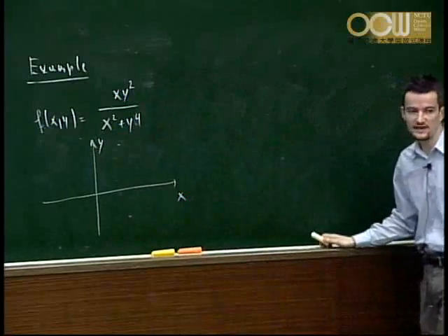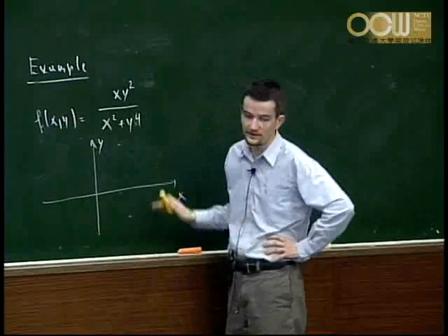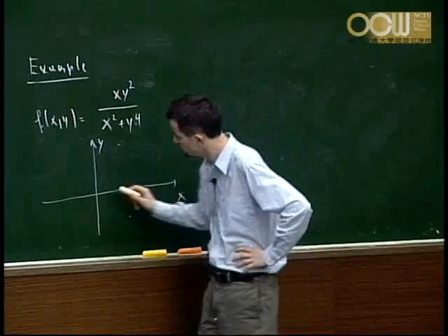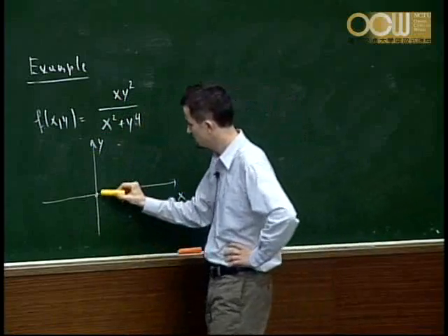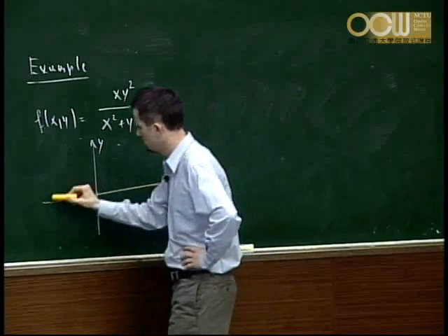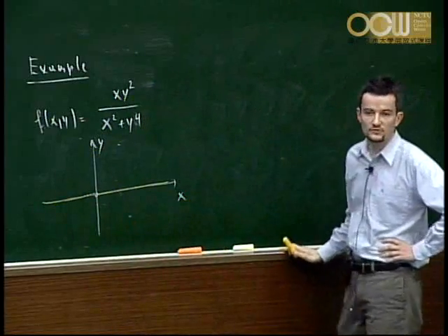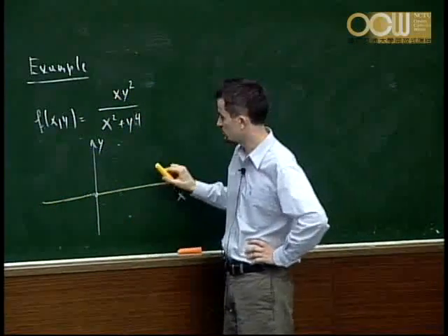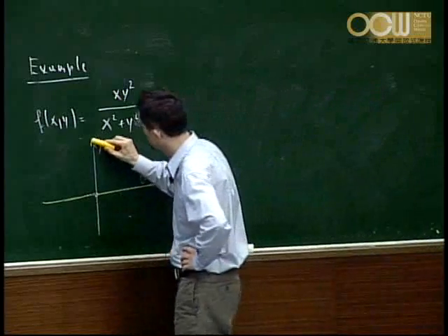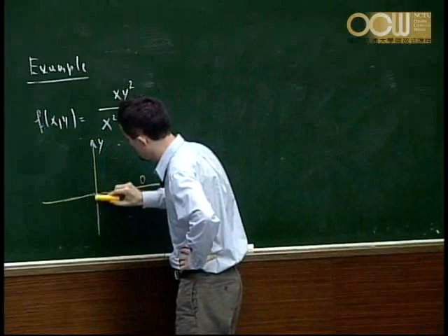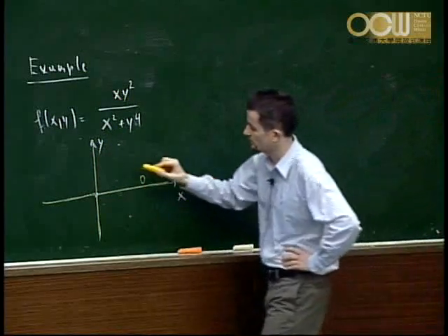So if we are on the x-axis, of course the point which is excluded here is this point here. Okay, so if we are on the x-axis, then y is always equal to 0, so the function value is always equal to 0. Now, if we are on the y-axis, x is equal to 0, so the function value is also always equal to 0.